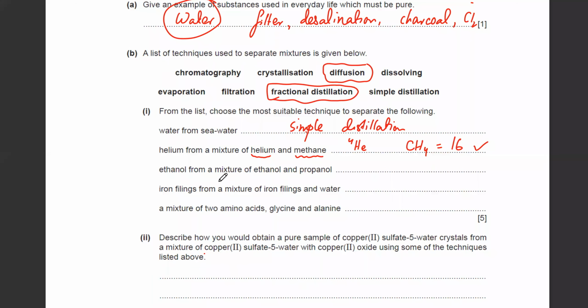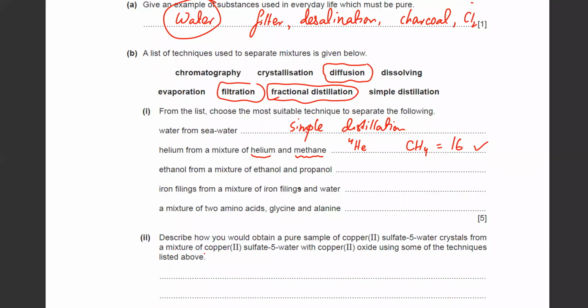Then, iron filings from a mixture of iron filings and water. Now, iron filings are small bits and pieces of iron, like iron nails. They're not soluble. From general knowledge, you must know that iron is not soluble in water. So you can simply do filtration. So for that, you're going to do filtration.